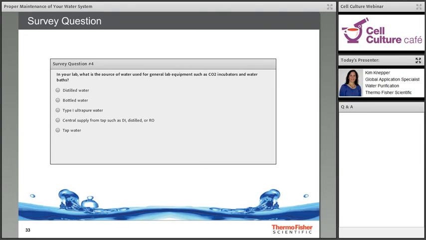Great. Thank you, Kim. Using the survey question module in the center of the screen, please answer the following question. In your lab, what is the source of water used for the general lab equipment, such as CO2 incubators and water baths? Again, as a quick reminder, if you have any questions, you can enter those using the Q&A module in the lower right corner of your screen. And again, I'll give it a couple of moments as answers are still coming in.